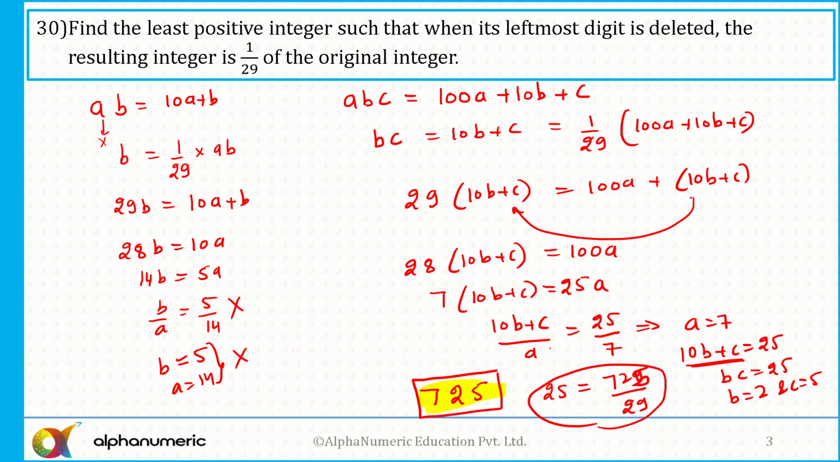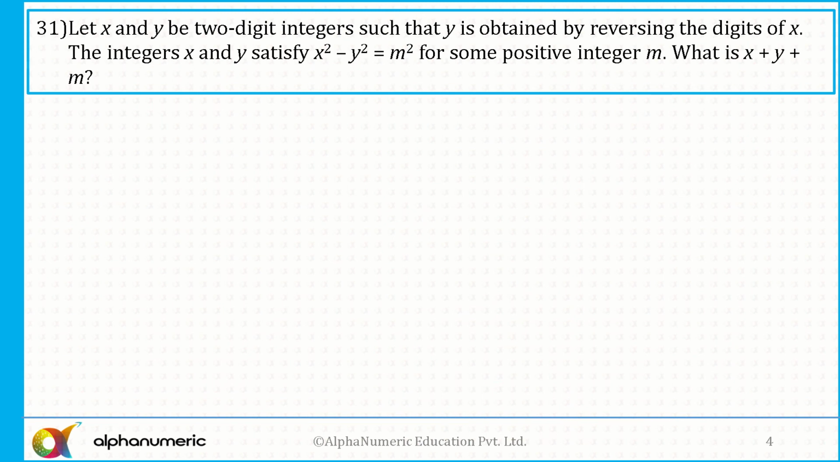Now, let's move to the next question. That is question number 31, or the third question of today's session. Again here, if you look at it, what is happening in this case?